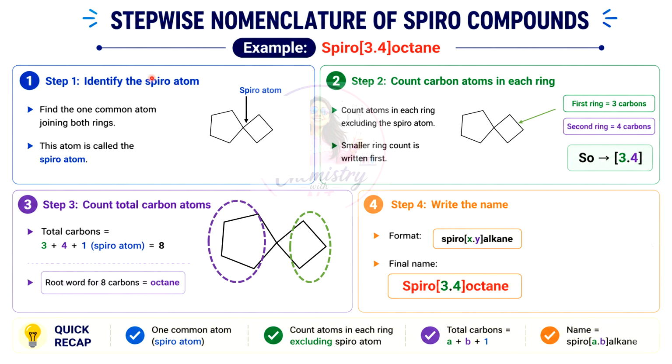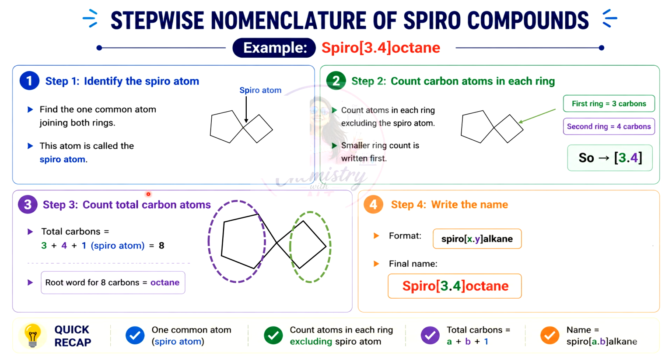Now let us learn the stepwise nomenclature of spiro compounds, using this example, spiro[3.4]octane. First, identify the common carbon joining both rings. Here two rings are there, and this carbon is the spiro atom.